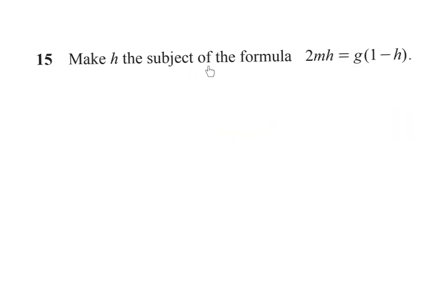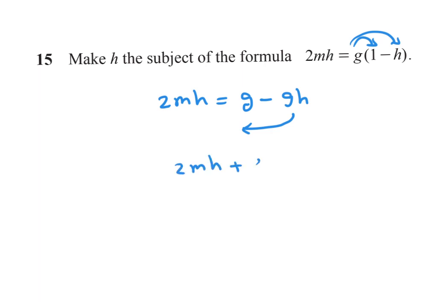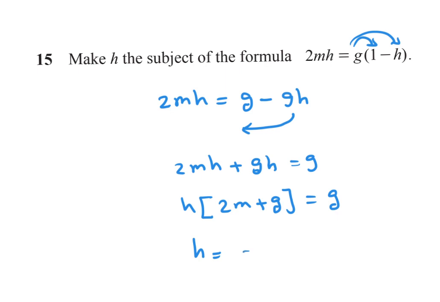15. Make h the subject of the formula 2mh equals g times (1 minus h). So we need to put h on one side. Before that, we need to expand. So 2mh equals g times 1, which is g, minus g times h, so gh. Now transpose gh to the other side. So 2mh plus gh equals g. Take h common: h times (2m plus g) equals g. Now h equals g over (2m plus g).